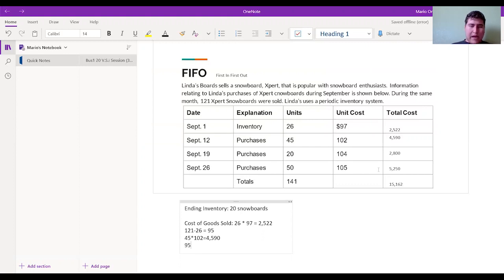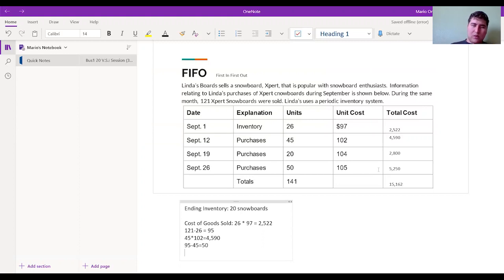Now we're going back to the ones that we sold. We're going to subtract the 45 to see how much we have left. 50 more units that still haven't been accounted for in terms of cost. So now we move down.